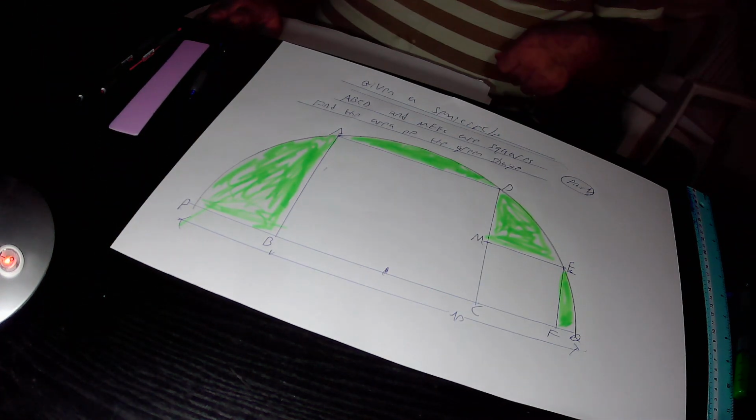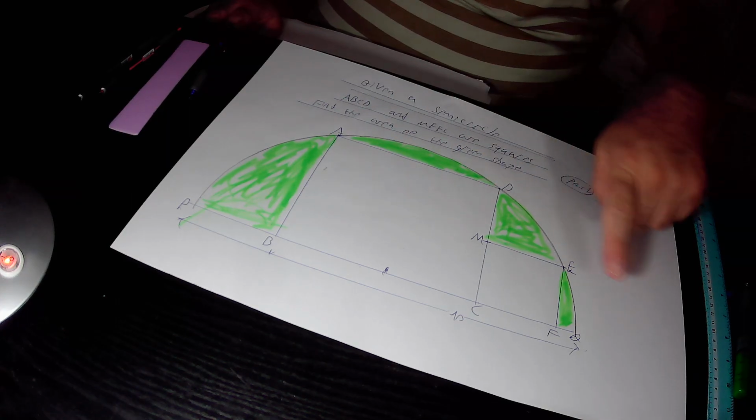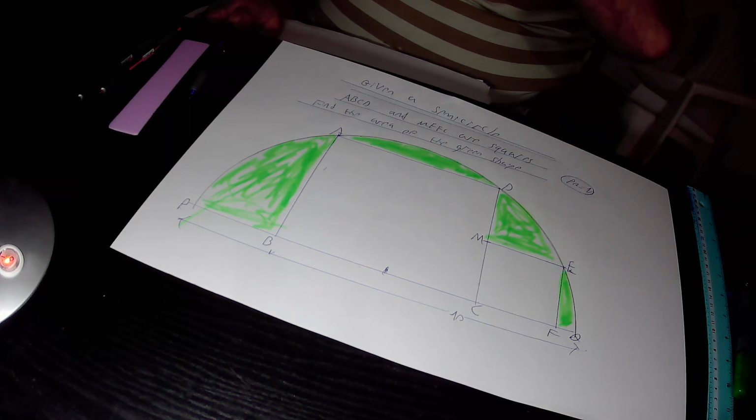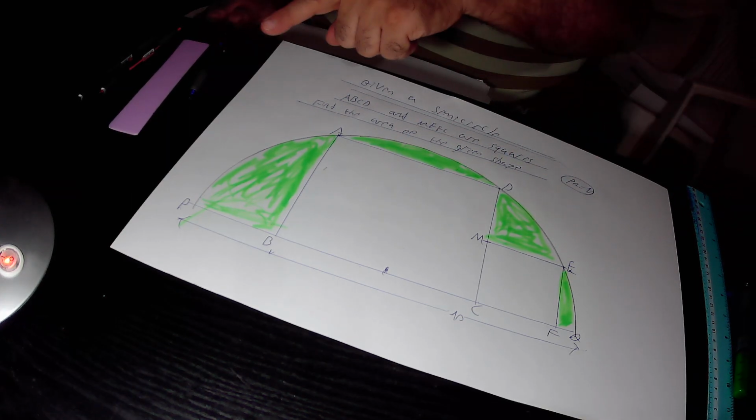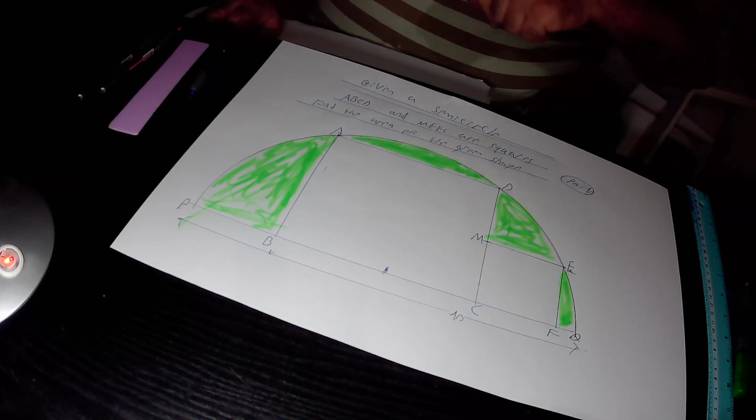And now in this lecture we find out the area of the green shape. In the drawing we have a semicircle, PQ equals 10 units in its length. That is to say, the diameter PQ equals 10, therefore the radius must be equal to 5.